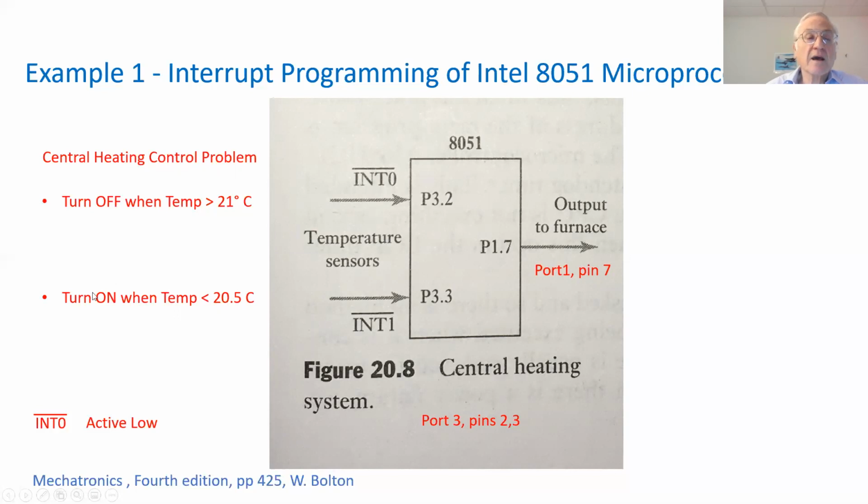3.2. And we would like to turn on the furnace if the temperature is less than 24.5 C. And that is by interrupt 1. So this is going to generate the output to the furnace, and that is on port 1, pin 7. So we have 2 pins on port 3 and 1 pin on port 1, which are involved here.